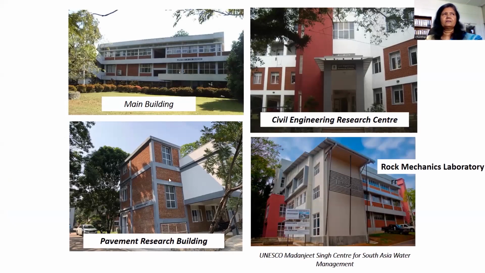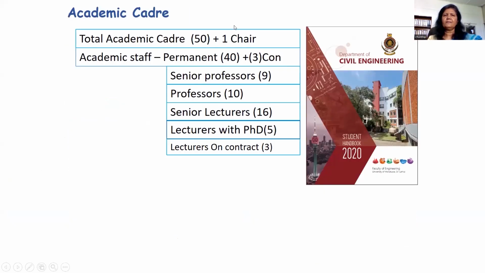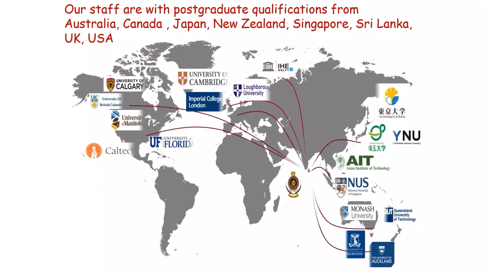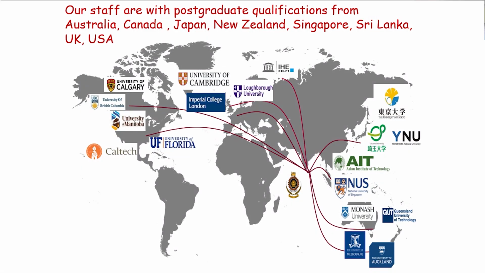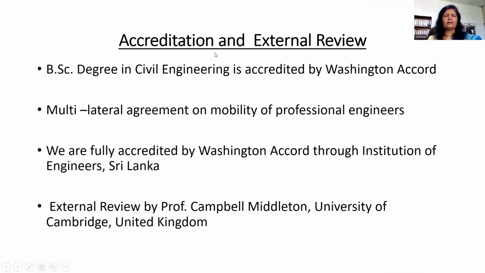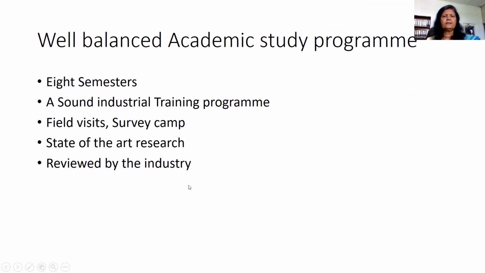We have a good set of infrastructure and a wealth of knowledge with well-qualified academic staff who obtained their PhDs and other postgraduate qualifications from top-level universities all over the world. Our degree is accredited by the Washington Accord, which is a multilateral agreement on mobility of professional engineers. So we are fully accredited by the Washington Accord through the Institution of Engineers Sri Lanka. Our course is externally reviewed by a professor of the University of Cambridge, United Kingdom.